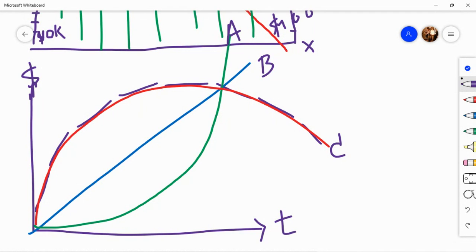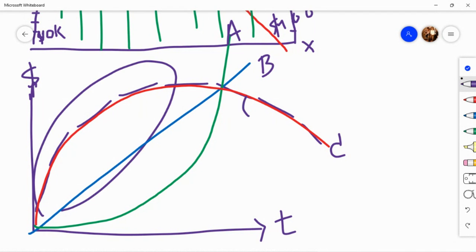Something like C early on is called increasing at a decreasing rate. In economics, this is called increasing at a decreasing rate. Revenue is increasing, but its growth rate is decreasing. And then this is declining. The more time goes, the decline will be faster, which is basically called the decaying pattern.